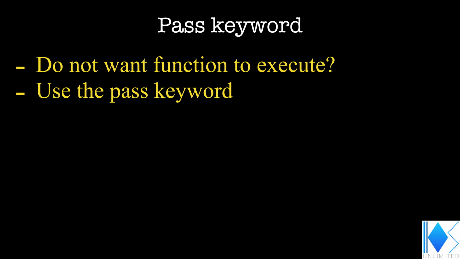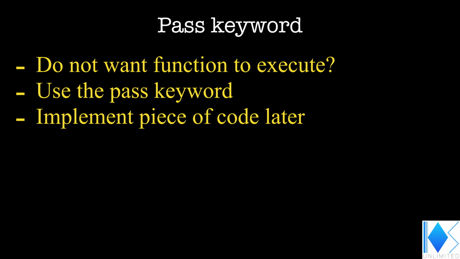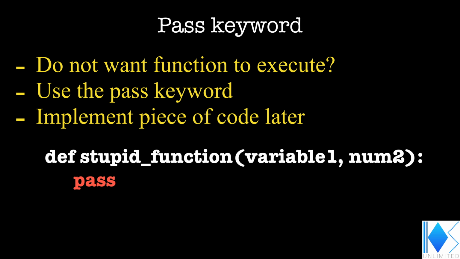When we define a function and do not want to add any code to the body of the function, we can use the pass keyword. This will let the program know to pass the function without executing any code. If you are wondering when we would use the keyword pass, it is when we want to quickly add a piece of code but not yet implement the piece of code.